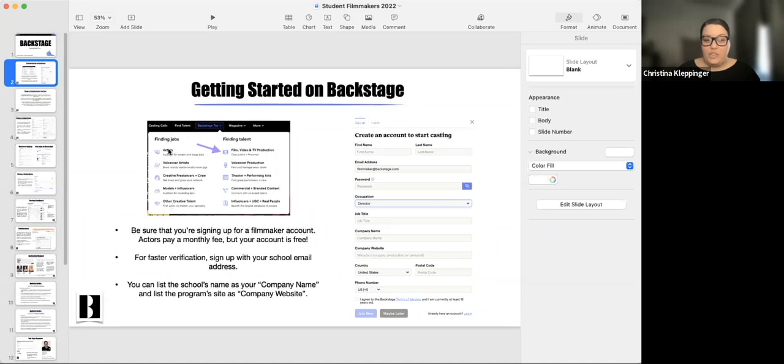You'll see kind of finding jobs. And if you are an actor, a voice performer, or crew, you want to start over here with the finding talent so that you're not paying that monthly fee. And then you'll be able to fill out all of this great information about yourself. The question I always get from students is, when it comes to company name and company website, what do you list there? And the best thing for you to do is list the school, because most of your productions while you're a student at LMU are going to be kind of under that school umbrella. So that's a great place to start.